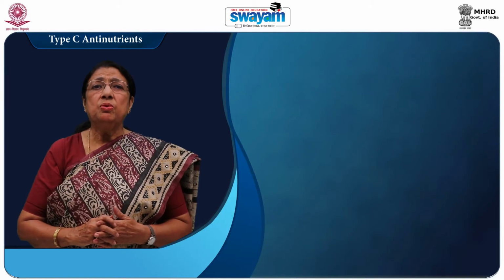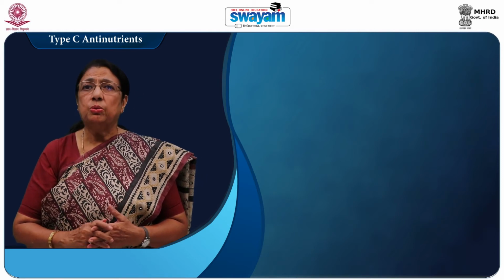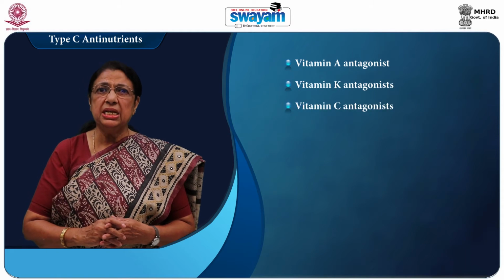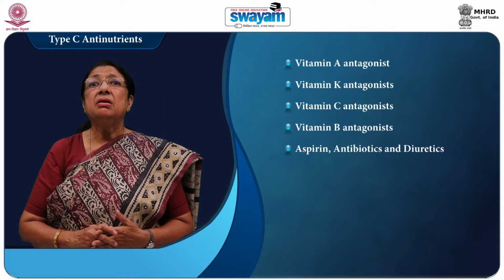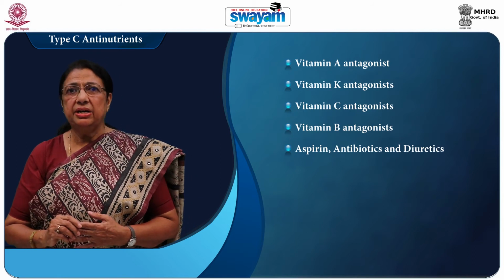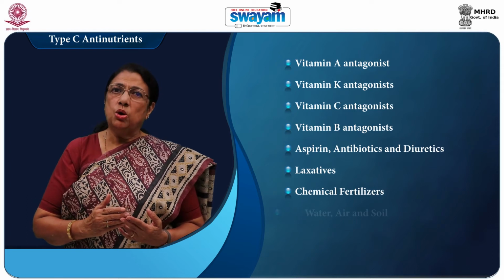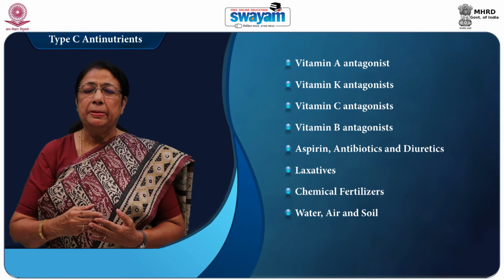Let us now move to the type C anti-nutrients, which include vitamin A antagonist, vitamin K antagonist, vitamin C antagonist, vitamin B antagonist, aspirin, antibiotics and diuretics, laxatives, chemical fertilizers, water, air and soil. We will be discussing each one in detail.